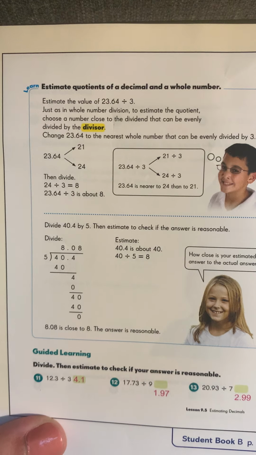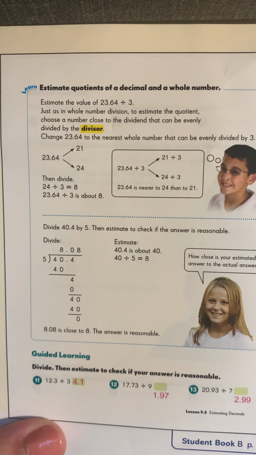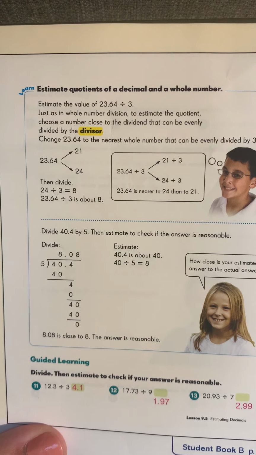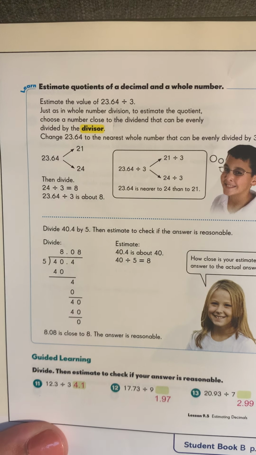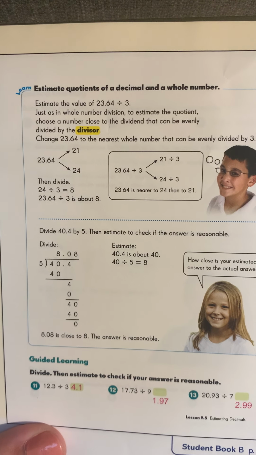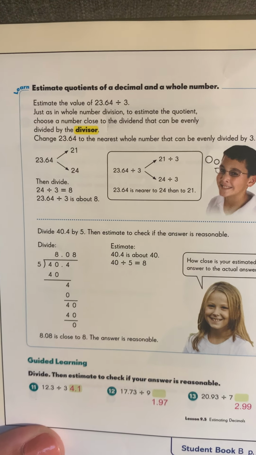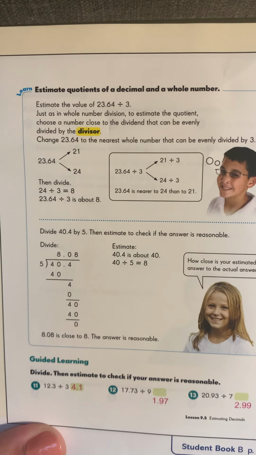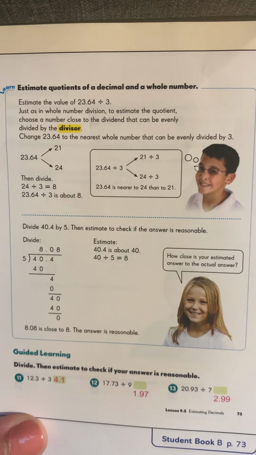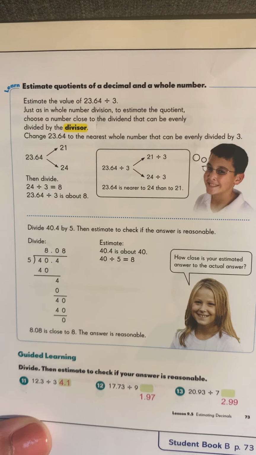23 and 64/100ths is nearer to 24 than 21. So I'm going to divide 24 divided by 3, which equals 8. So 23 and 64/100ths divided by 3 is about 8. And then look down here at the girl.